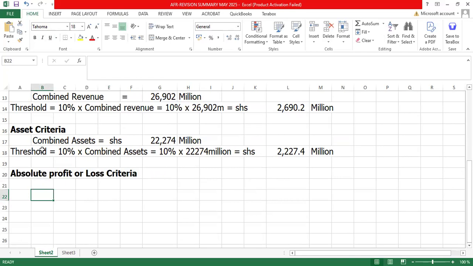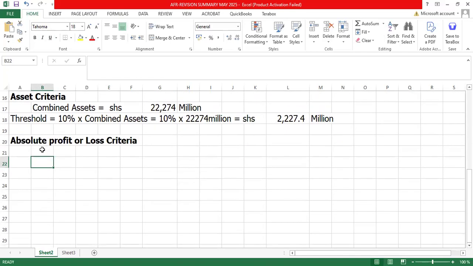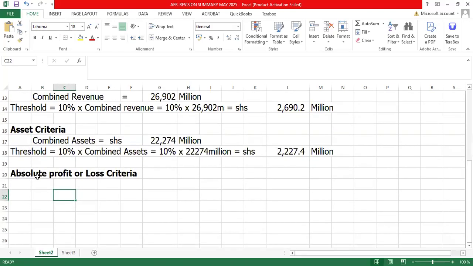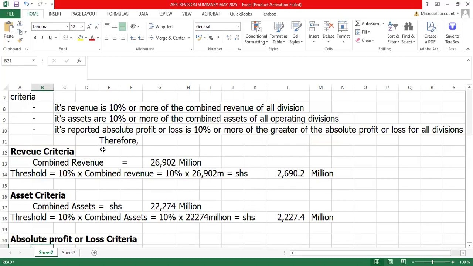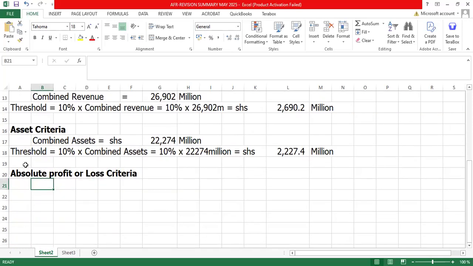So here, what are you going to do? Remember there is this word absolute. You are going to look at the greater. There is this word, the greater of the absolute profit or loss for all divisions. So it means that you need to look at the absolute profit.